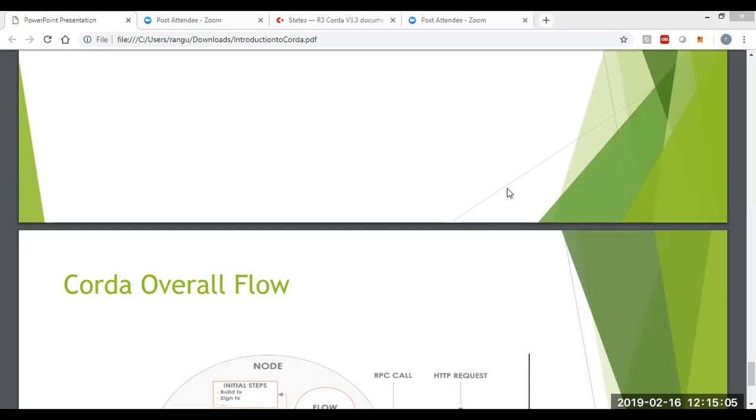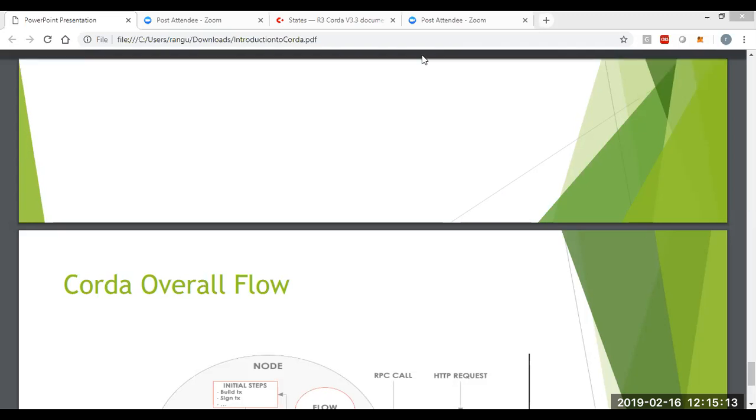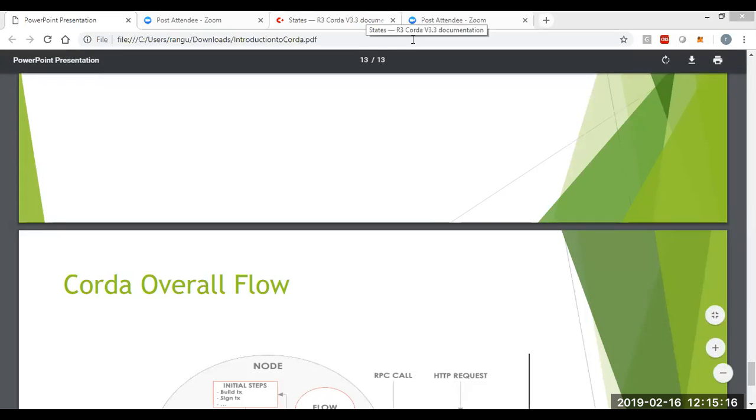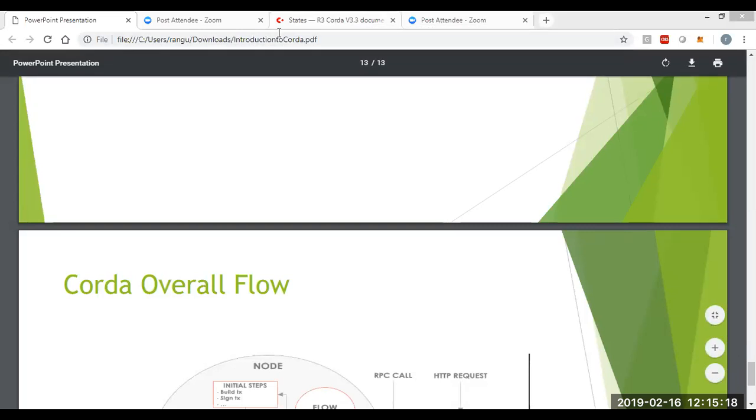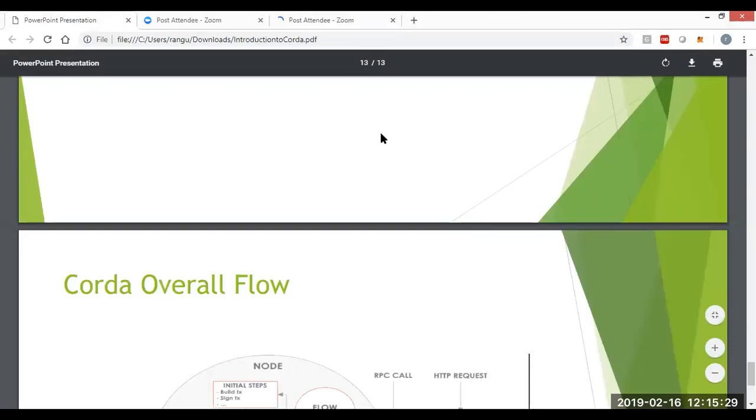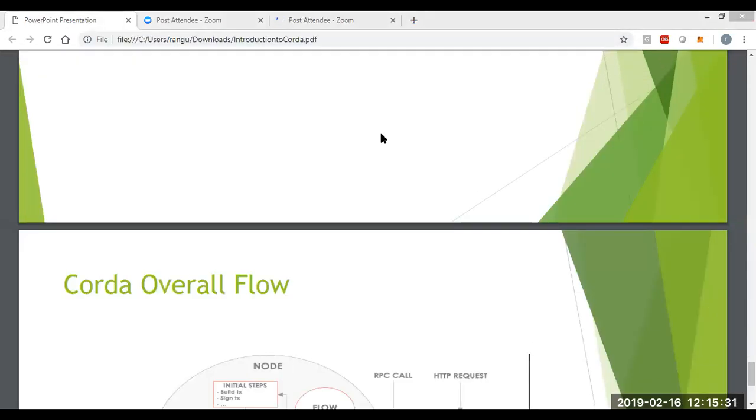Are there any relevant open source documents? Basically, the material is on the Corda site itself. The R3 Corda documentation is pretty neat. I would also suggest you take the Udemy course. There's one on Udemy on getting started with Corda. You could try that as well.